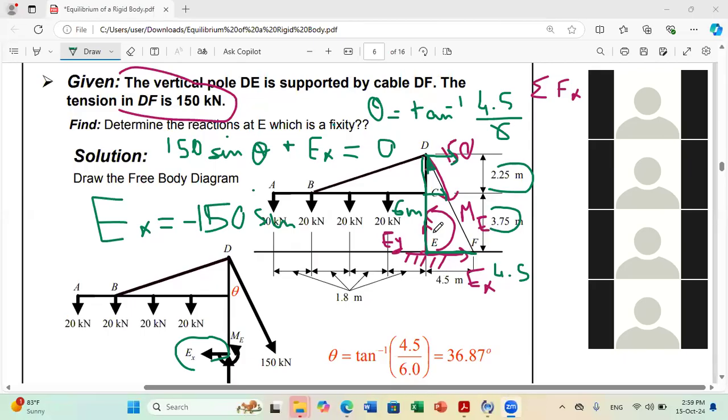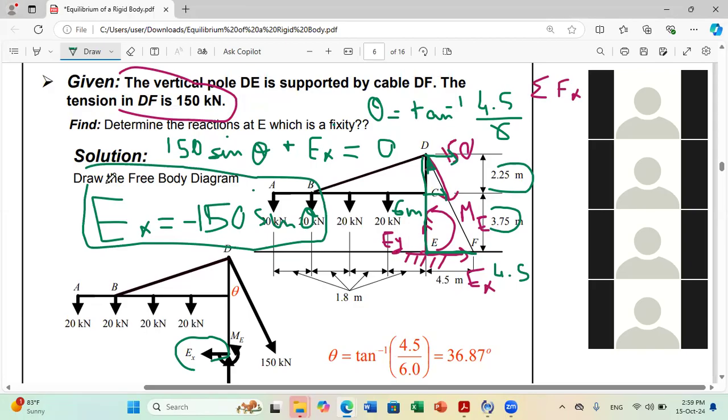Okay, so I will keep EX in this direction in my figure, but when I replace it after, I will replace it by a negative value. Keep this in mind. I will not change anything on the figure, but I should remember that EX is negative.